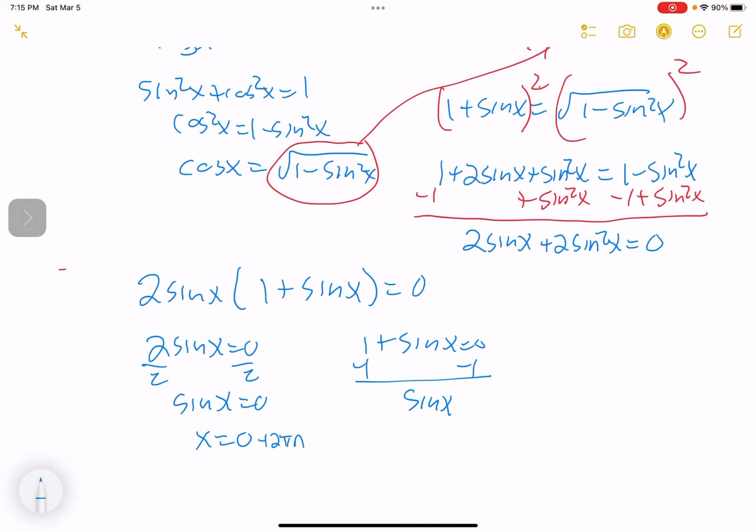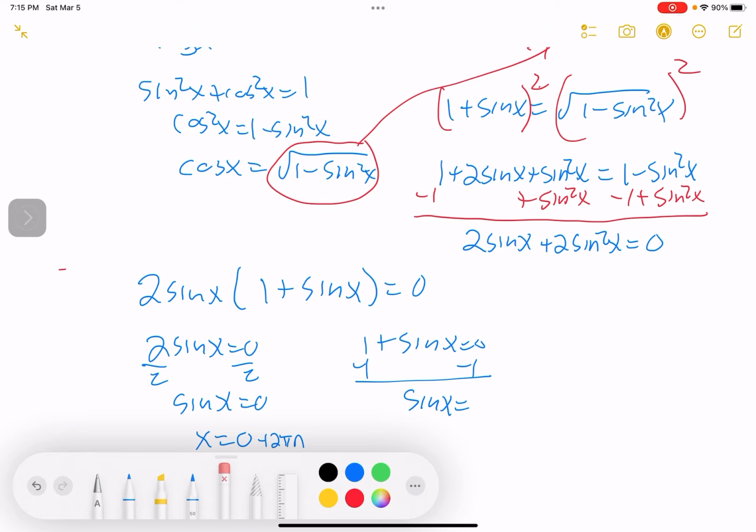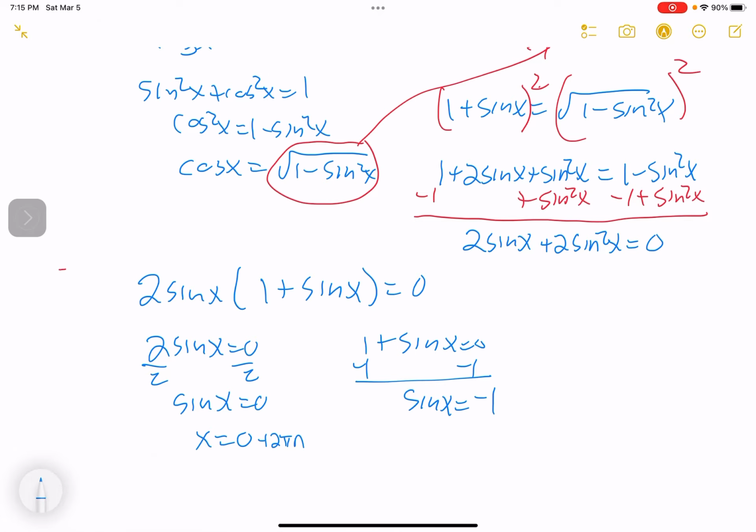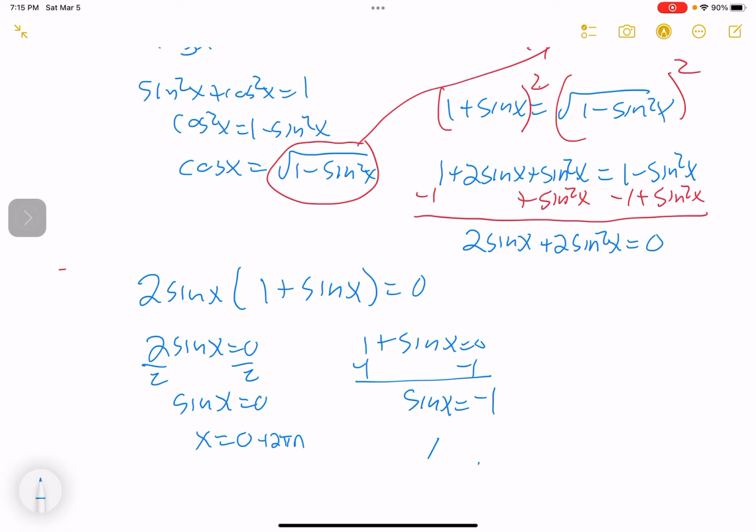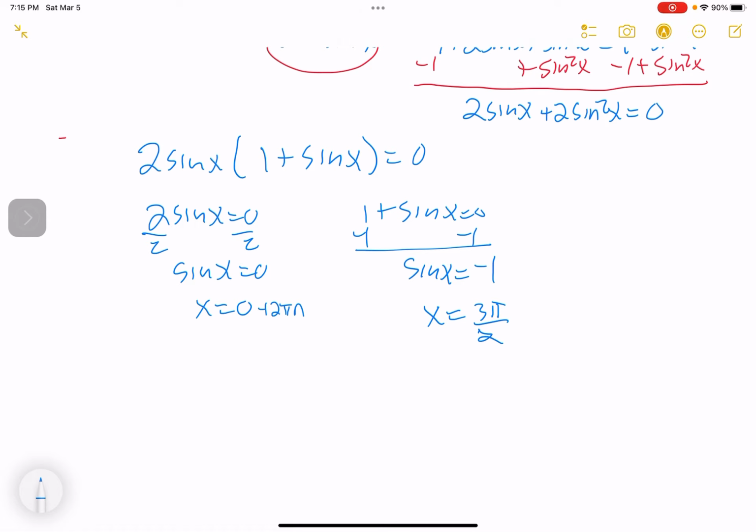Sine x equals... Oh, nope, I'm jumping ahead. It's not good when you know the answers. Sorry. So, yeah, let's stick with this. Sine x equals negative 1, so x equals 3 pi over 2, I just said. Again, we'll add that generator for the other values if need be.